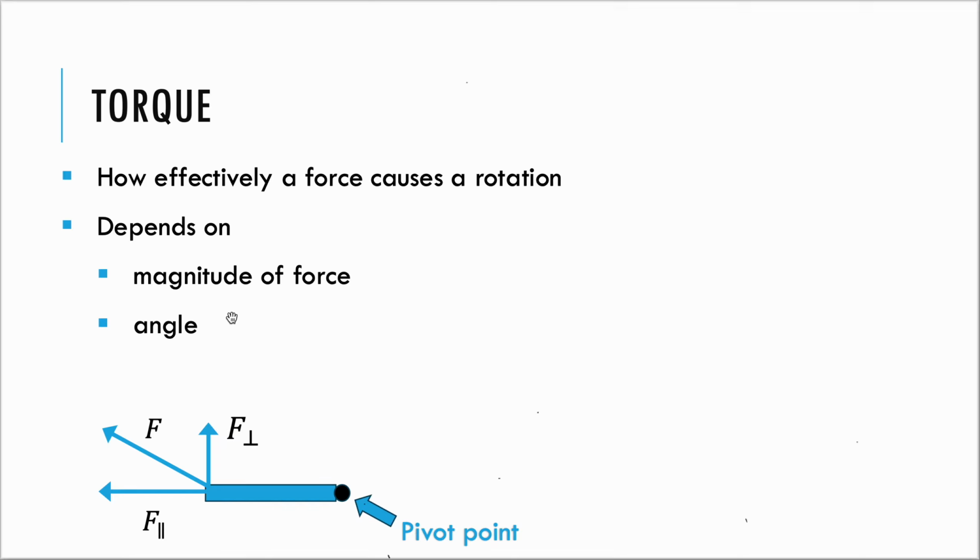Second, the angle. If a force is diagonal, then it has a component that is perpendicular to the object and parallel to the object. The component that's perpendicular to the object is the one that's causing the rotation. The parallel component does not cause any rotation and thus does not exert any torque. So whatever force has a bigger perpendicular component will exert more torque. And finally, the distance from the pivot point to the force. The bigger that distance, the more torque.